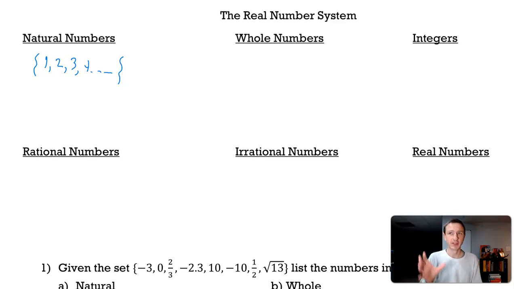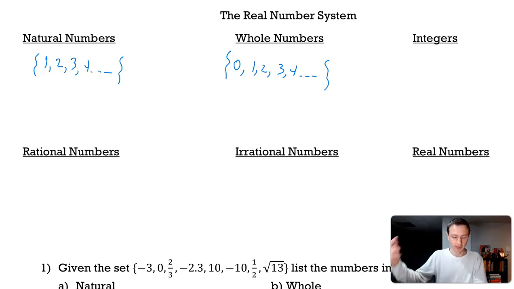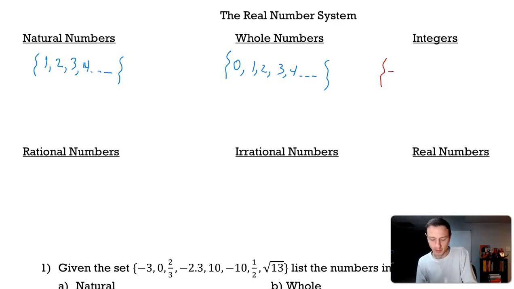Now whole numbers is the same, but including 0. So whole numbers starts with 0, and then you have all of your nice clean counting numbers all the way through infinity. So 4, 5, 6, 7, 8, all the way through infinity. And then integers. Integers is the same as whole numbers, which is the same as natural numbers. So we're just building off of each layer of each category of numbers. Integers, though, will include your negative numbers.